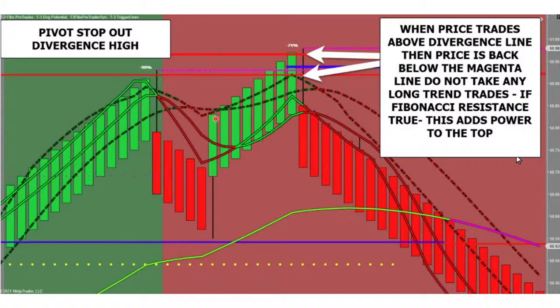And what it does, it doesn't tell you to take a long trade, not against triggers and trend. It says don't try that short trade because there's a termination condition below you. So I couldn't go long, and now I can't go short, and the market pulls all the way back up to resistance 2 times, to a divergence high. When price reaches that divergence high and trades above and back below, we call that a pivot stop out. Pivot stop outs are very powerful termination conditions, and they're even more powerful when they're at resistance.